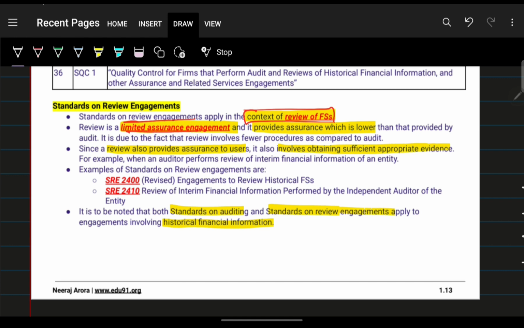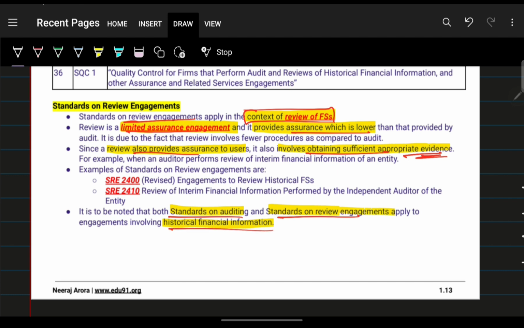It gives a limited assurance. Review is a limited assurance engagement. It provides assurance that is lower than what is provided by an audit. Review also provides assurance to the users by obtaining sufficient and appropriate evidence. So here also you have to get appropriate and sufficient evidence.